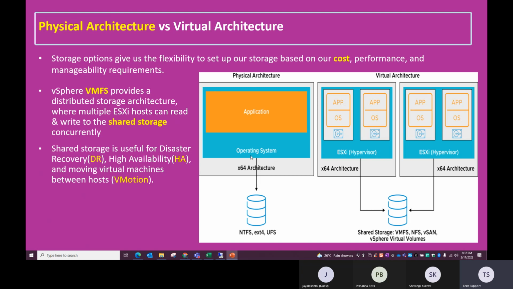If you install the Windows operating system, the file system is NTFS. If you install Linux, the file system is ext4, the extended file system version 4. If you install any Unix-flavored operating system, the file system is UFS, the Unix file system. So these are the file systems available in normal physical servers.